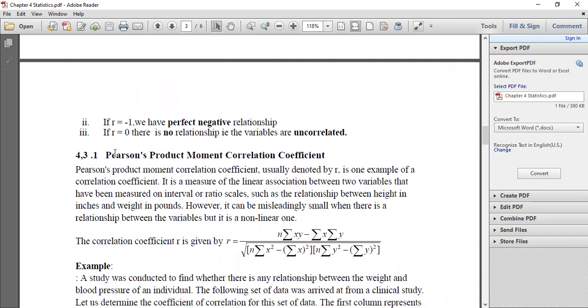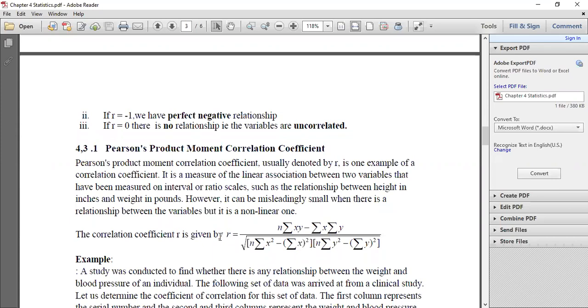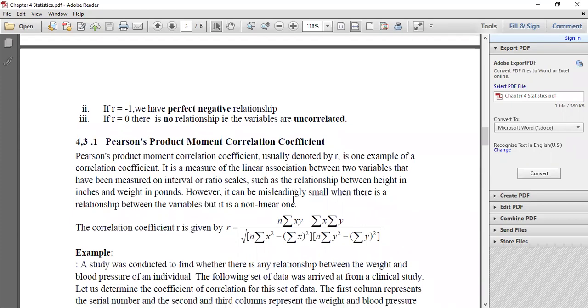Now we have various types of correlation coefficients. One of them is what we refer to as the Pearson's product moment correlation coefficient. Again, we denote this by small letter r. And again, it's a measure of association between two variables, like we said, the weight and the height, and so on. So here is the formula.